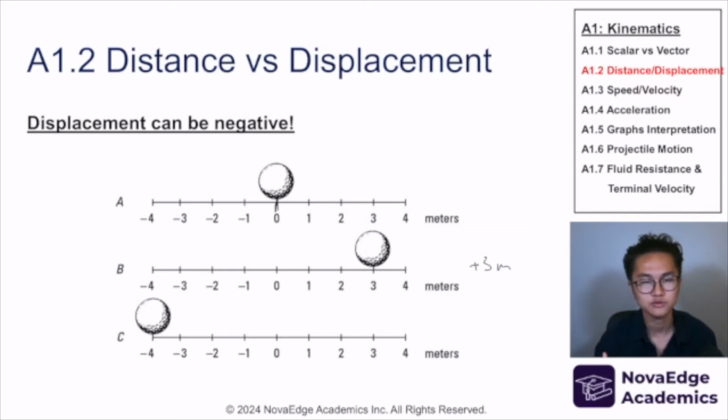Okay, and so positive values are used for going to the right or going up, whereas negative can be used for going to the left or going down. So as an example, in scenario C, we have negative 4 meters of displacement. Okay, so the positive and negative is really, really important.